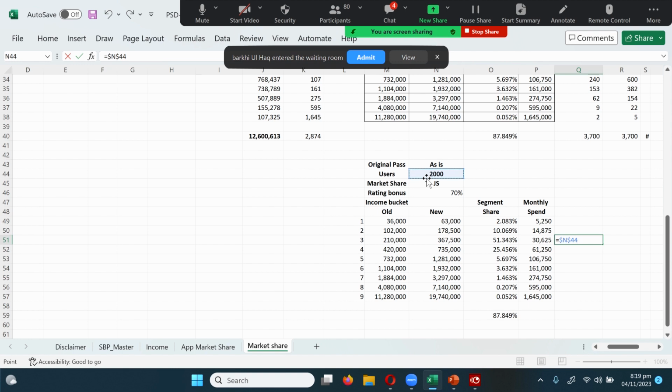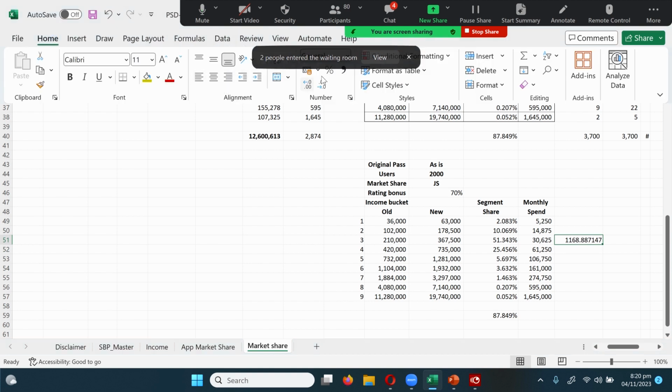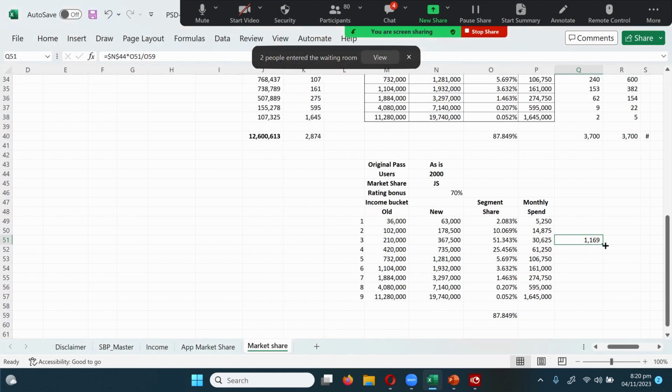and then I multiply this with what? I multiply this with 51.343, and then I adjust it with 87.849. So that tells me that my JS Bank customers, bulk of my JS Bank customers are in the first category. Next thing to do is, because I've hard-coded, because I've sort of anchored the values, I can simply drag, so these are my JS Bank customers.